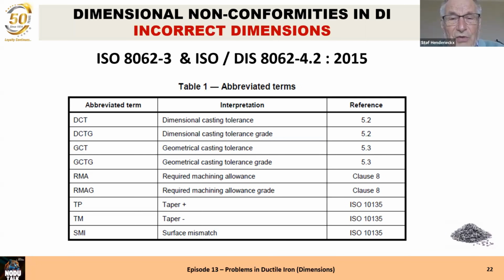You can see here the terms which are used there: the dimensional casting tolerances and the tolerance grade. You see the geometrical casting tolerances, that's more the shape, also tolerance and the grade. You have the required machining allowances, and that's also with the grade. You have the tapering, plus or minus, because the casting or the pattern must be able to be removed from the mold, so you have tapering, and we have the surface mismatch.